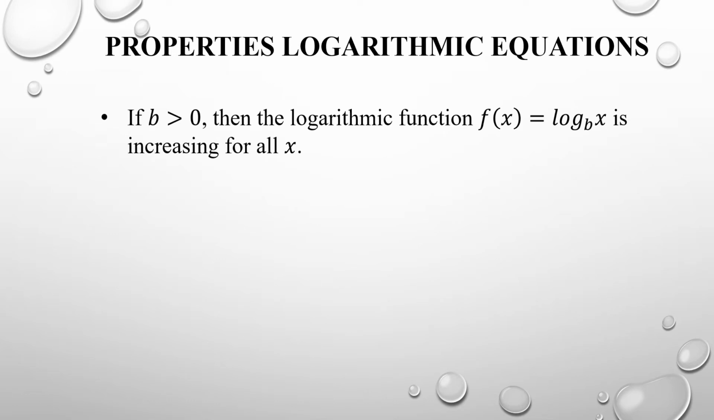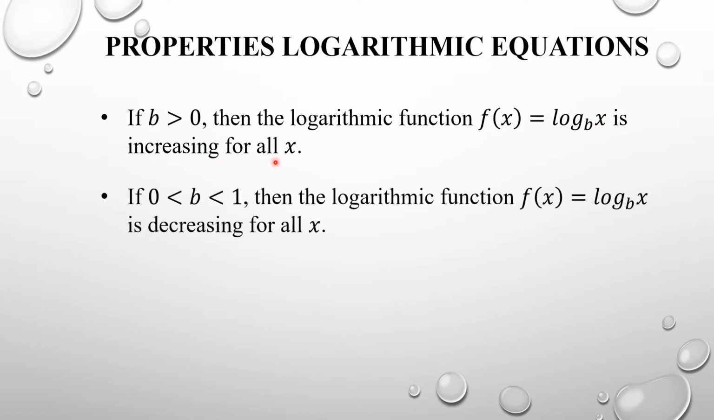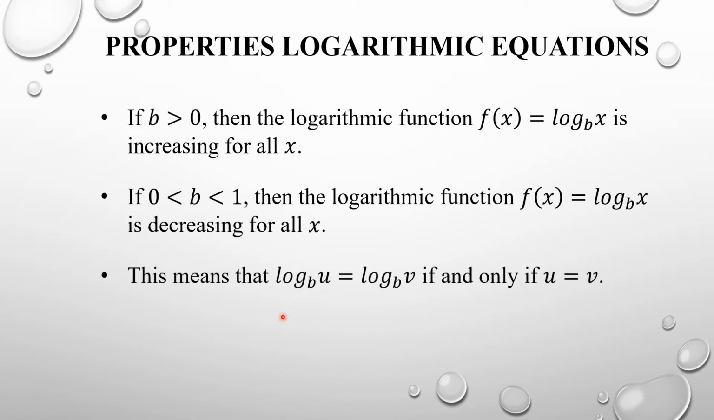If b is greater than 1, then the logarithmic function f of x is equal to logarithm of x to the base b is increasing for all x. Next is if b is greater than 0 but less than 1, then the logarithmic function f of x is equal to logarithm of x to the base b is decreasing for all x. This means that logarithm of u to the base b is equal to logarithm of v to the base b if and only if u is equal to v.